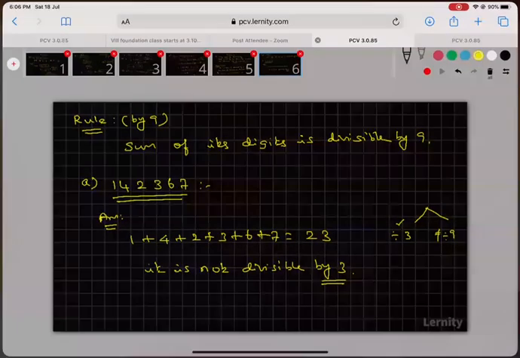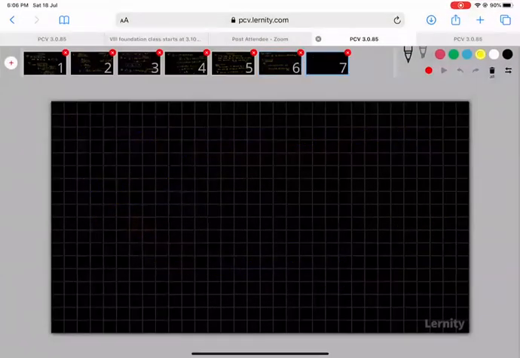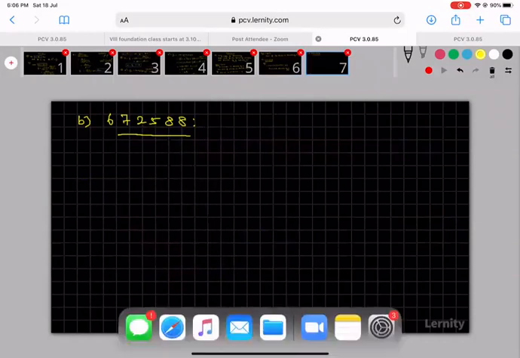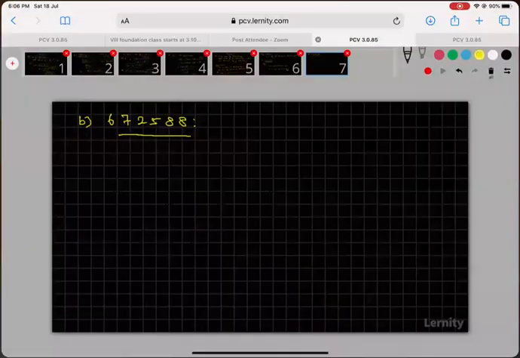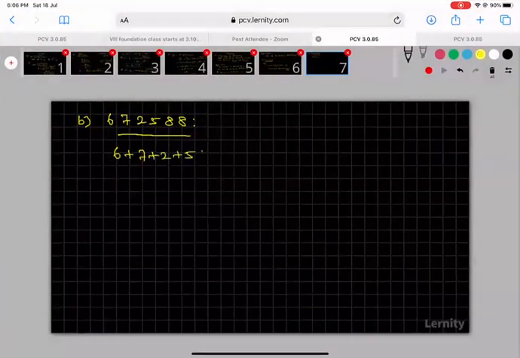Yes, sir. I will give the sum. Okay, problem number B. Problem number B, 672588. Give the answer for this, sir. Is it divisible by 3 but not divisible by 9? Please check and tell me. You see, sir, here 6 plus 7 plus 2 plus 5 plus 8 plus 8. What is the value for this? If you add all this, what is the value? Please tell me. Anyone?